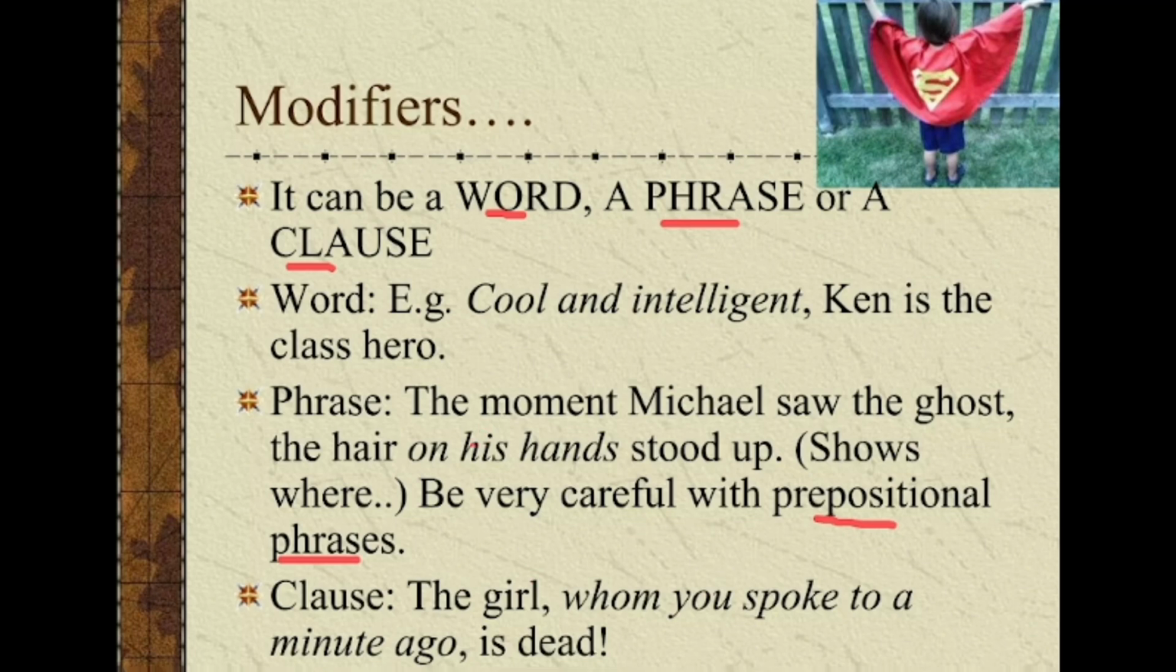Or it can be a clause, like the girl whom you spoke to a minute ago. The part in italics is the clause. Whom you spoke to a minute ago is the clause in the sentence and it is a modifier. Either it can be a word, a phrase, or a clause.